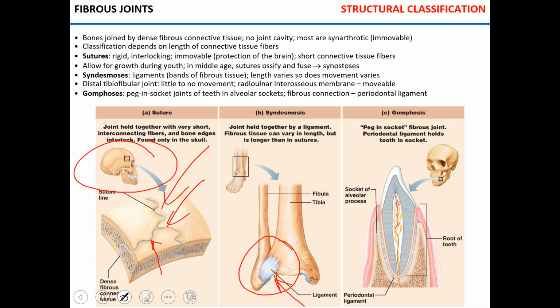Gomphoses are very interesting joints. That's a joint between the teeth. Here you see the tooth and the alveolar processes of the upper or lower jaw. So the tooth sits in the socket, and the periodontal ligament here connects the tooth to the bone. So that's basically, you have 32 joints in your mouth. Obviously, gomphoses are immovable joints.